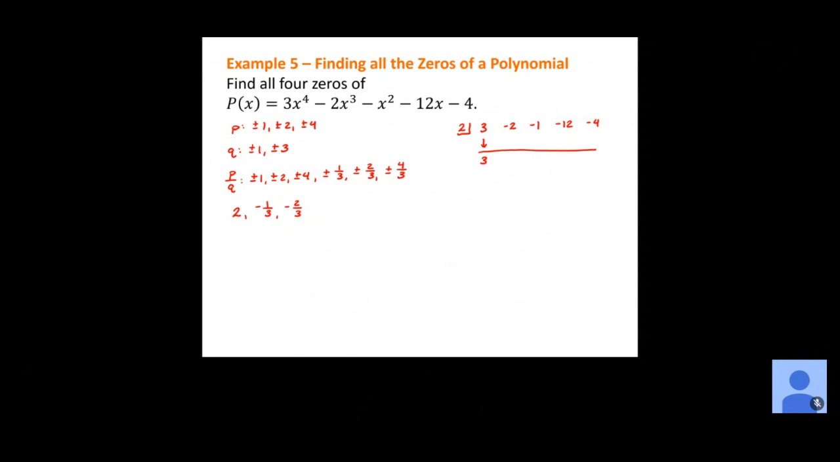Now we multiply. 3 times 2 should give us 6. We add. -2 plus 6 is 4. 4 times 2 is 8. -1 plus 8 is 7. 7 times 2 is 14. -12 plus 14 is positive 2. 2 times 2 is 4. And we do get a remainder of 0. Okay. So now in terms of my actual zeros, we know that 2 is one of those zeros.